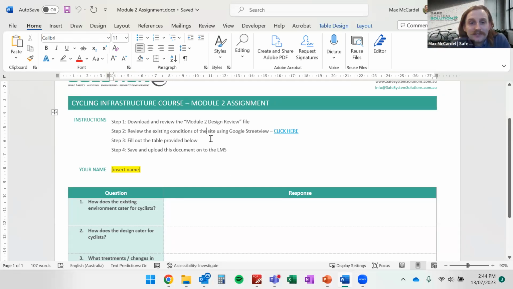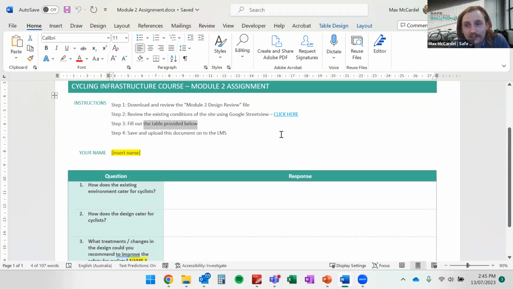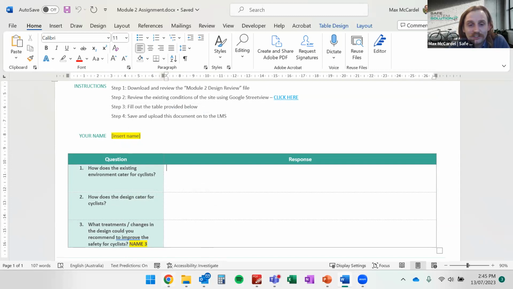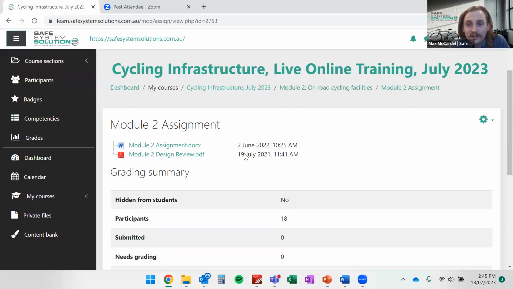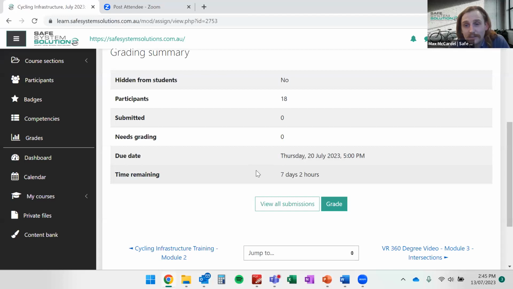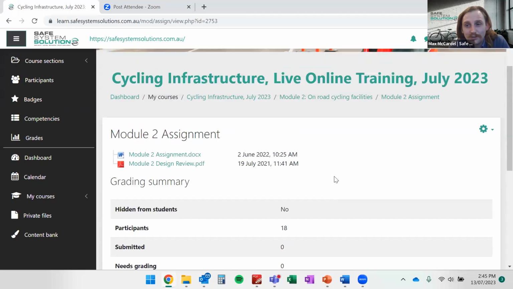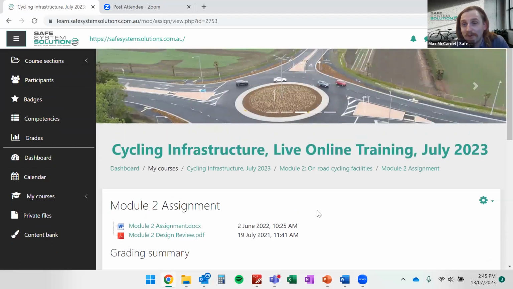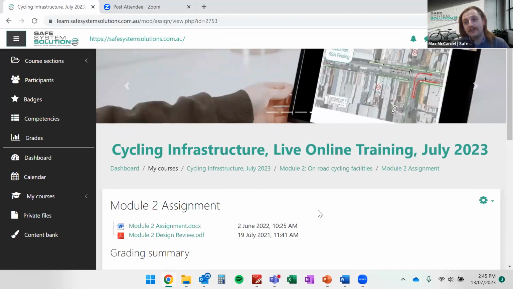Step 3 is filling out the table provided. So there's just a few questions that we'll get you to answer. And step 4 is save and upload this document onto the LMS. So once you've finished it all, you'll need to just insert your name, fill out these questions, go back to the LMS. On this screen here at the bottom, there will be an upload my submission. Mine looks different because I'm a moderator. I'll be grading the submissions, but yours will be there, and you can just upload it in there, and then we'll get a notification saying that you've uploaded it, and we'll grade it, pass on any feedback.